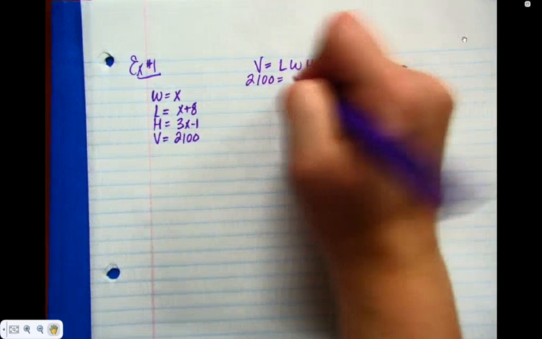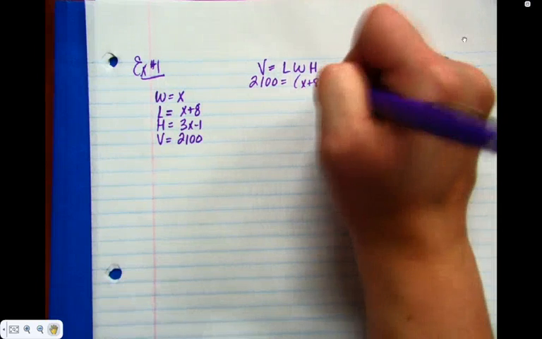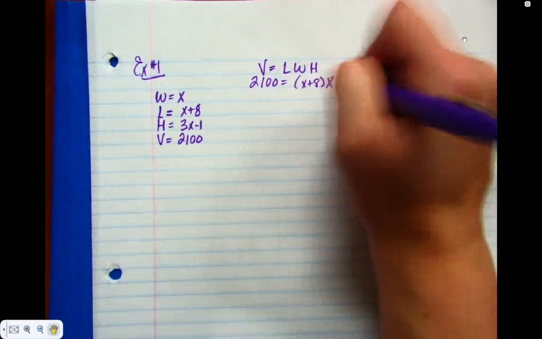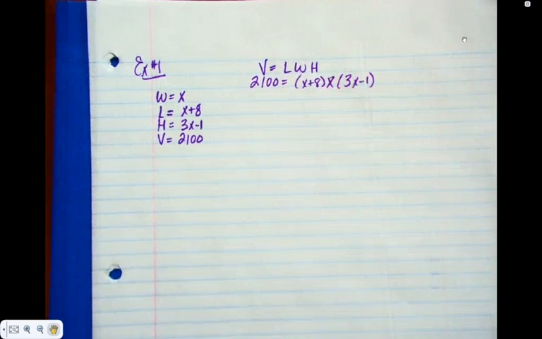I know the length is x plus 8. Width is x. Height is 3x minus 1. And again, the order there doesn't matter. You could put that x first if you like that better. What are we trying to find? We're trying to find x, because that will eventually give us the dimensions.